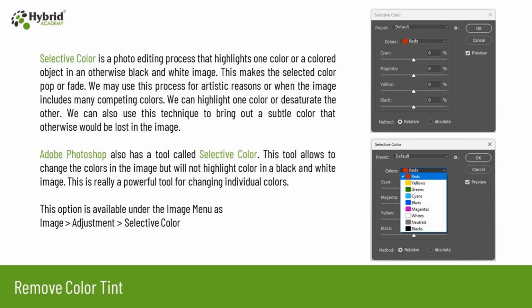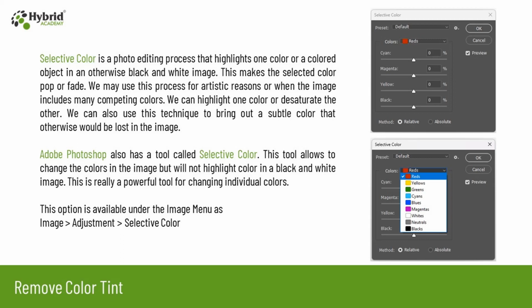So we call this a selective color. Selective color is a photo editing process that highlights one color or a colored object in an otherwise black and white image. This makes the selected color pop or fade. We may use this process for artistic reasons, or when the image includes many competing colors, we can highlight one color or desaturate the other. We can also use this technique to bring out a subtle color that otherwise would be lost in the image.